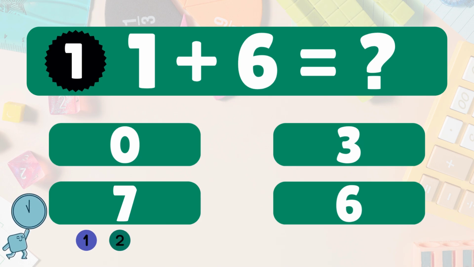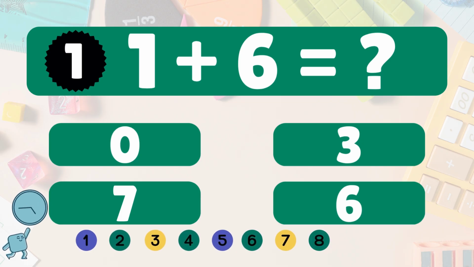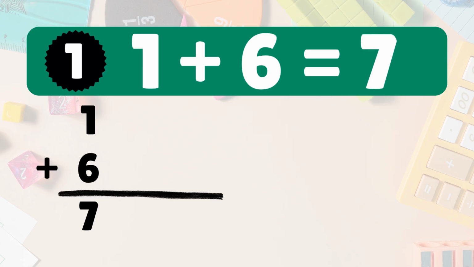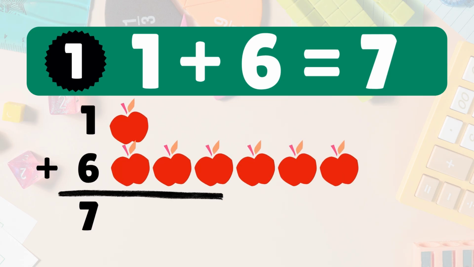1 plus 6 equals what? Hmm. 1 plus 6 is 7. Here's one apple. Add 6 more. Count with me. 1, 2, 3, 4, 5, 6, 7. So 1 plus 6 is 7.